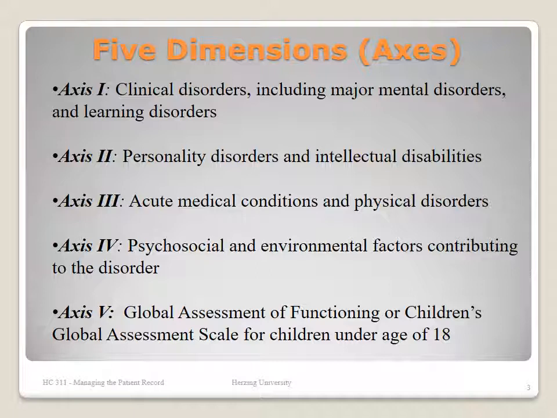The second axis is for personality disorders and mental retardation. Examples of these type disorders include paranoid personality disorders, borderline personality disorders, and antisocial personality disorders.